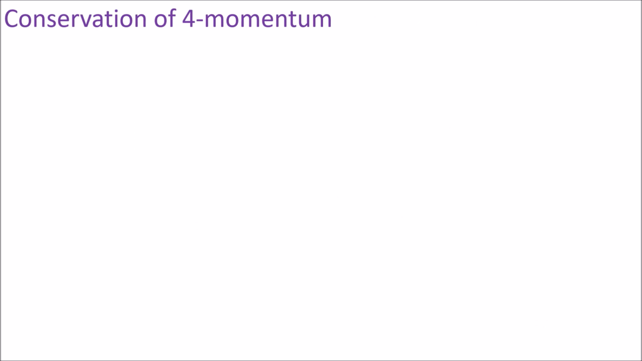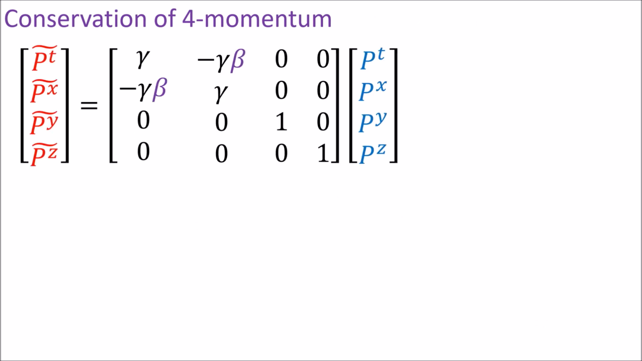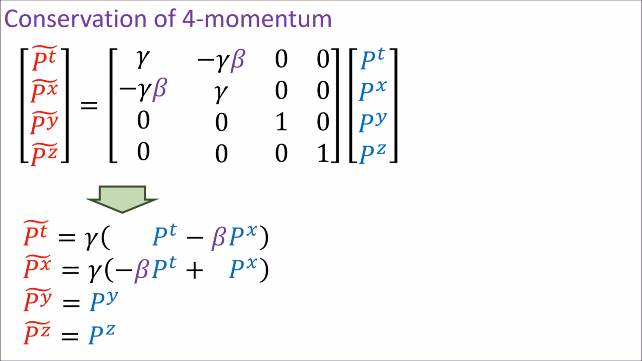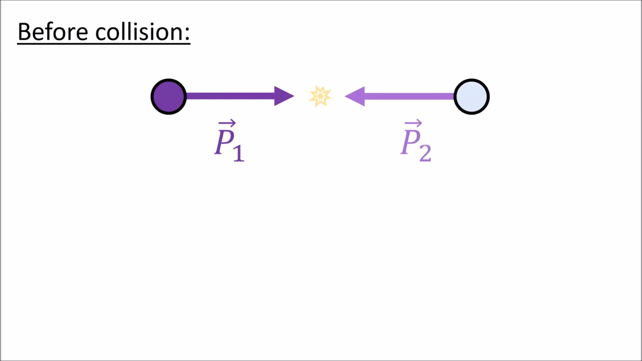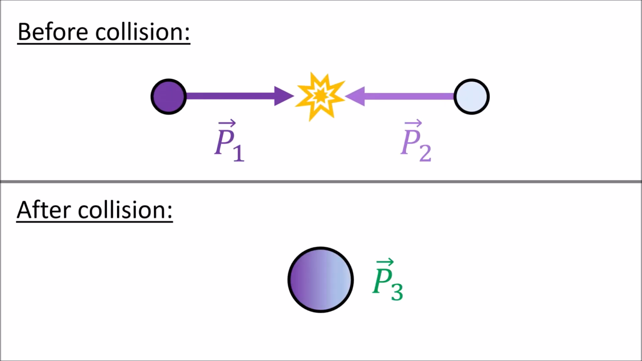In special relativity, since we found that energy and momentum can mix together when we change reference frames using a Lorentz transformation, if we want a proper relativistic conservation of momentum law, we must use 4 momentum vectors, including both energy and momentum. Let's look at an example of 2 objects colliding together from opposite directions on the x-axis. After the collision, the objects will stick together.